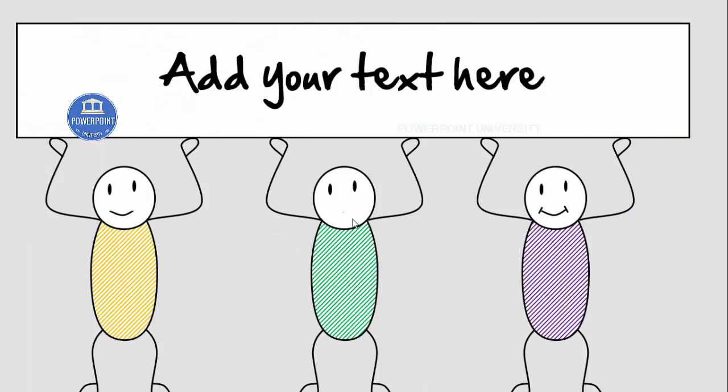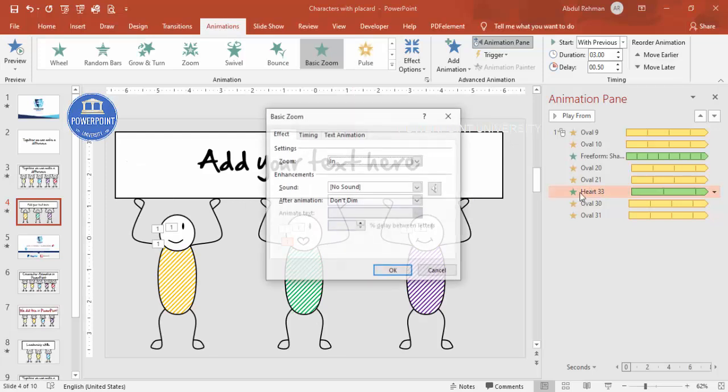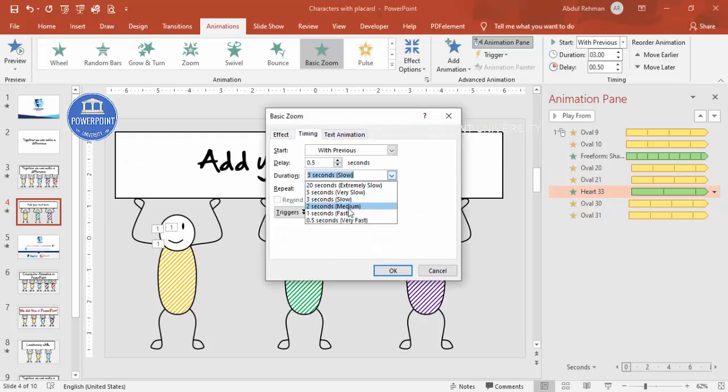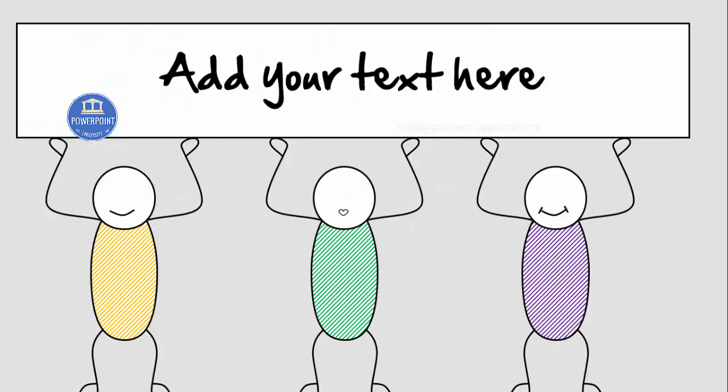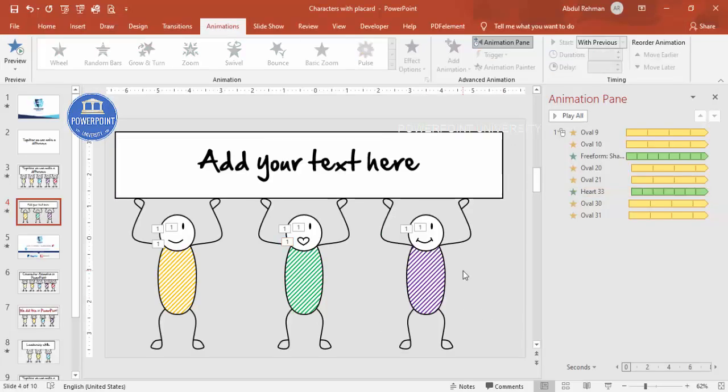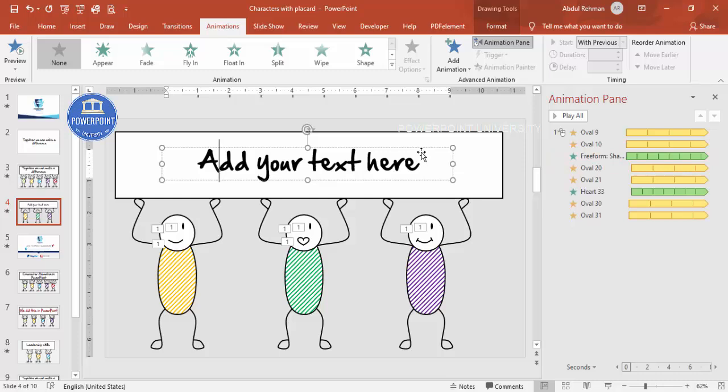So this is very slow, you can see here. If you want, you can just make it faster also. Timings, you can make it faster. So like this, you can do a different kind of animation. And this text, you can type any text, change the color. If you like to add image, you can add the image. There are multiple things you can do with this particular slide.